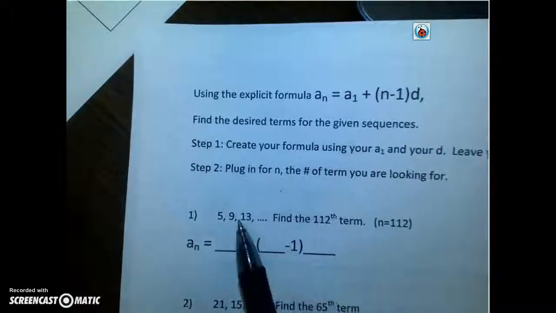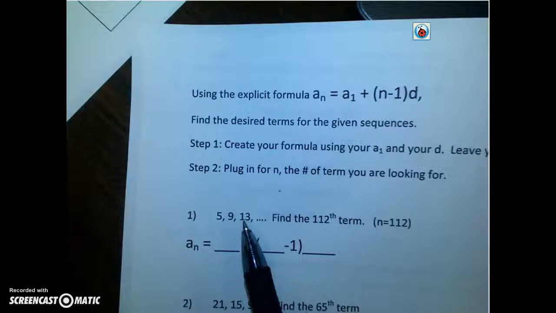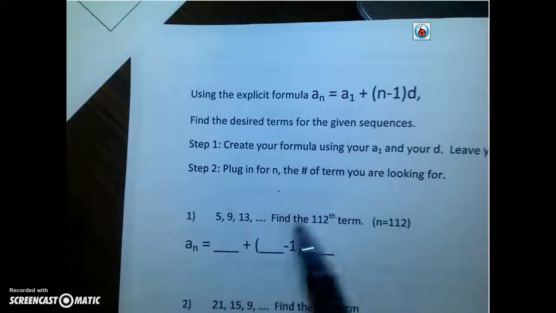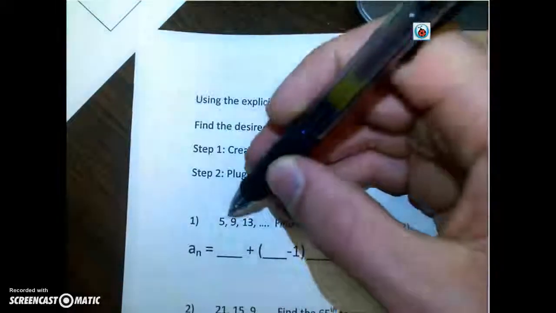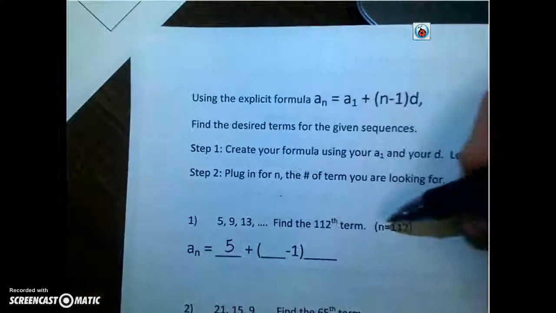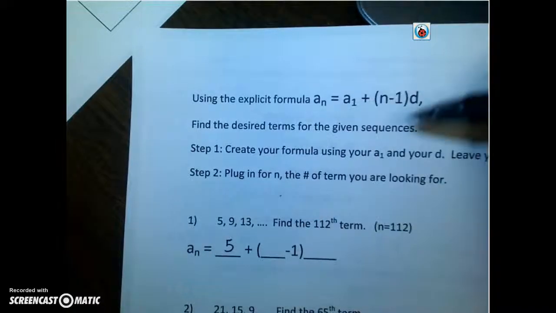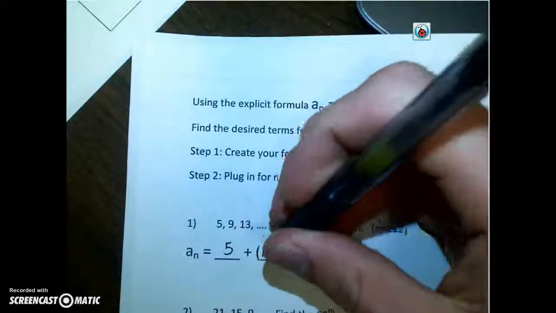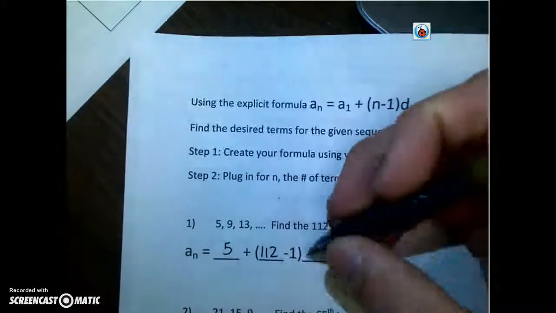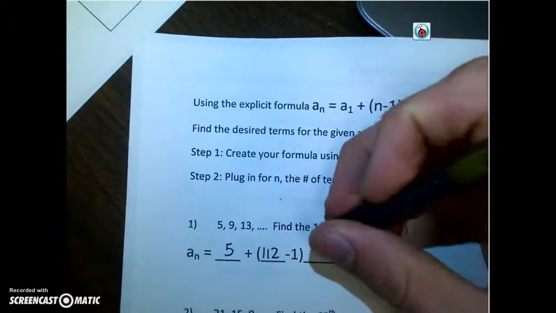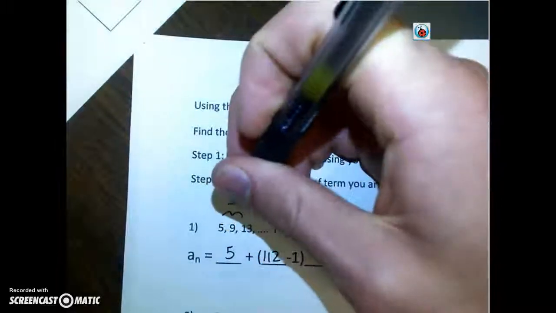We want the 112th term. So instead of continuing this list on forever and ever, let's use this explicit formula to our advantage. We know our first term is a 5. Now we know that n is equal to 112, that's what we want for our number of term. I'm looking for my 112th term. Now I just need my common difference, and it looks like from this, I'm increasing by 4 each time.